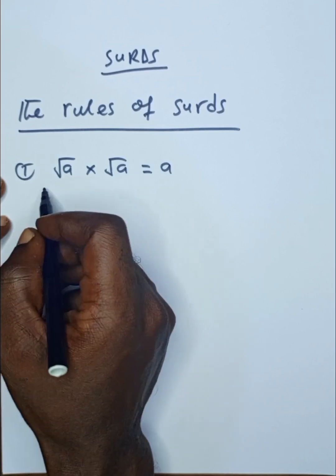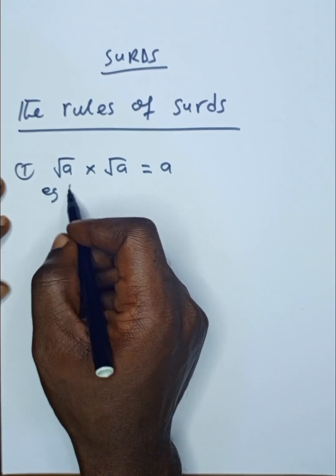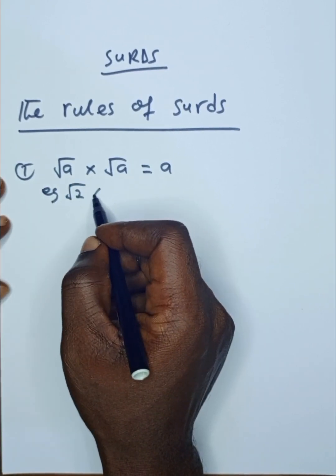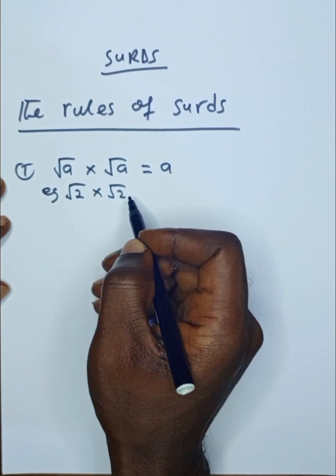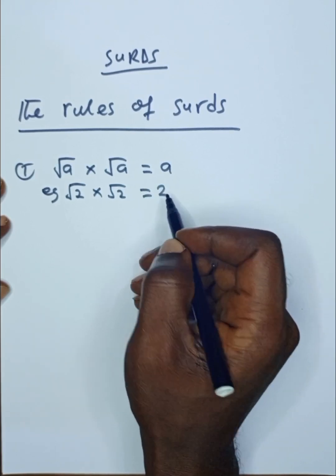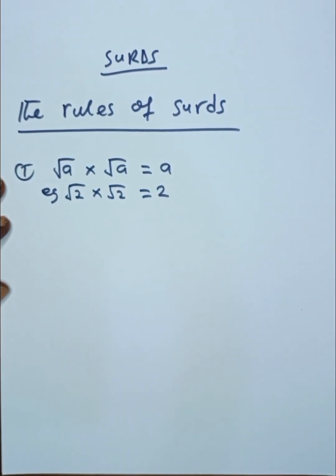So we say that when you multiply the square root of a by the square root of a, the answer is a. Example, when you have the square root of 2 times the square root of 2, the result is 2, just the number under the root sign. I believe it is simple. Now, why are we saying so?